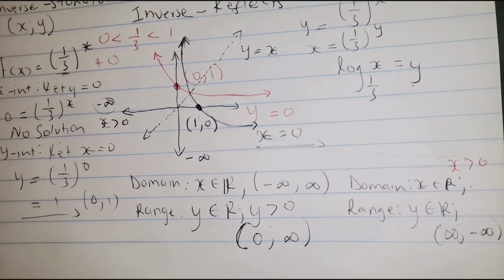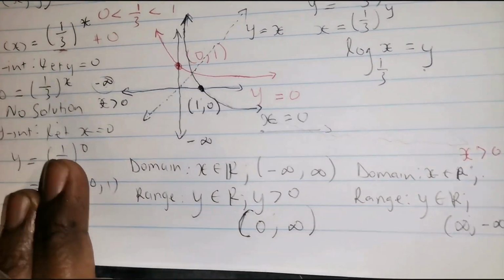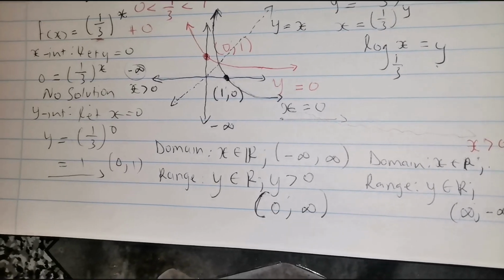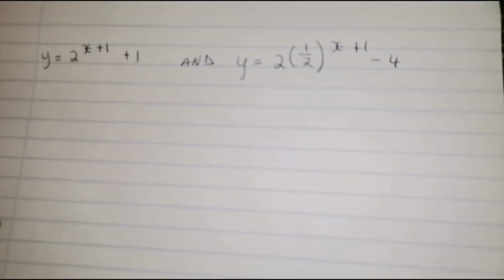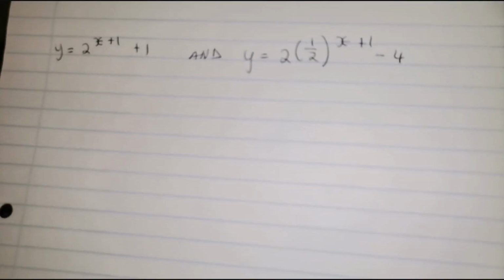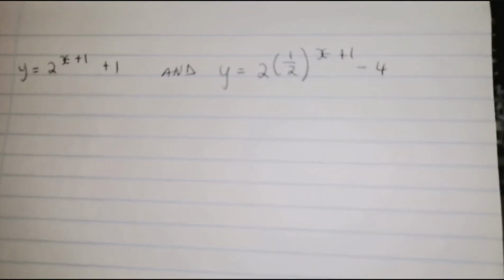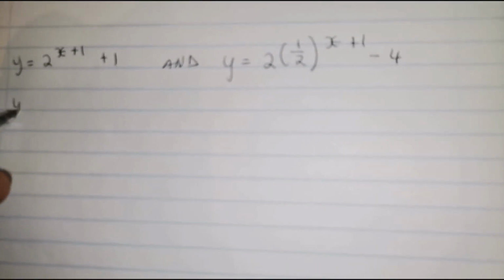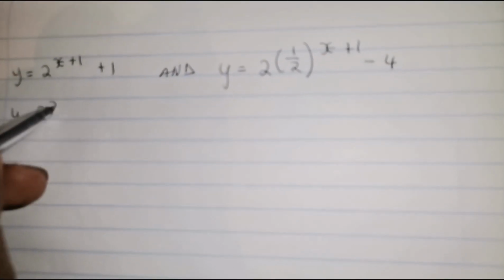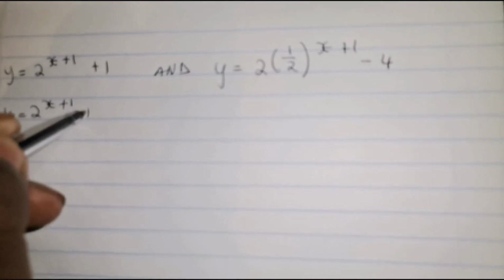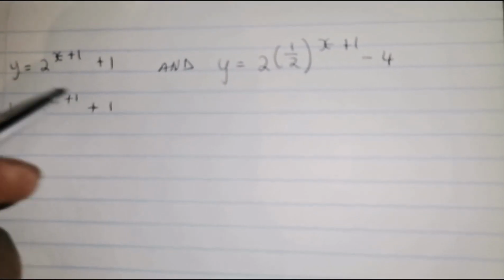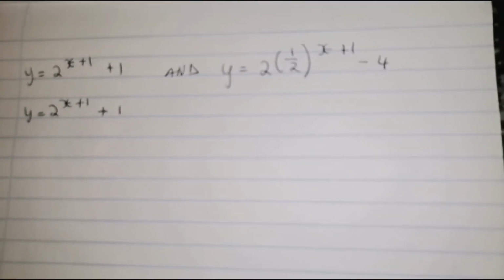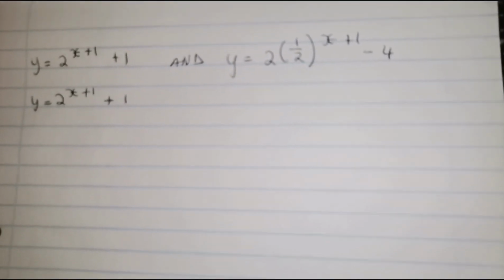Let me make one or two examples so that you can see how this graph behaves. So, guys, here are the two examples that you're going to deal with today. Let's start with this one: y equals 2 to the power x plus 1, plus 1. We draw the graph, the intercepts, the asymptote, and the domain and range. Simple.